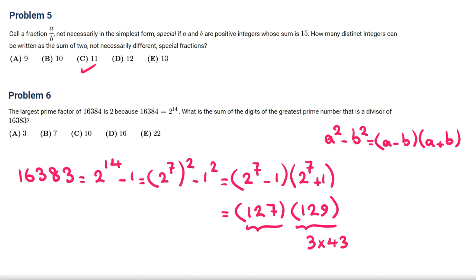And let's check the first part, 127. Is it a multiple of 3? No. Is it a multiple of 5? No. Multiple of 7? Let's check 57. No. Is it a multiple of 11? No. We need to only check up to 11, up to the square root of this. So it is a prime, and the problem says greatest prime divisor. It wants the sum of the digits. So 127, the sum of the digits is 1 plus 2 plus 7, which is 3 plus 7, 10. So the answer is C.